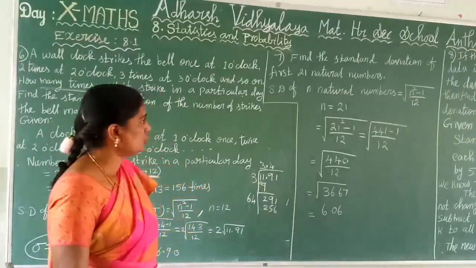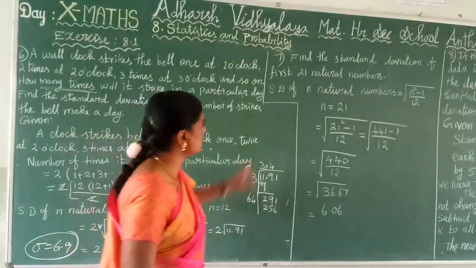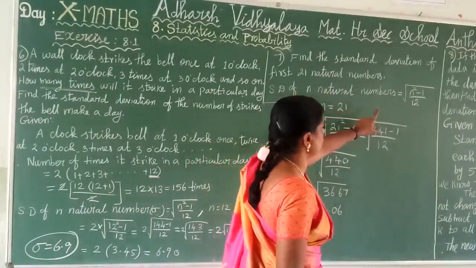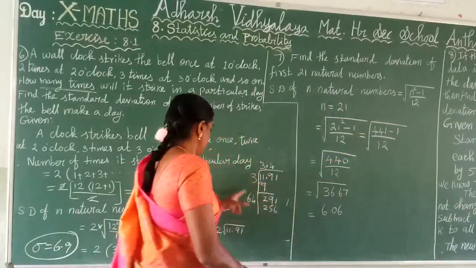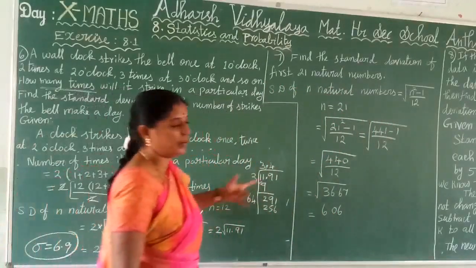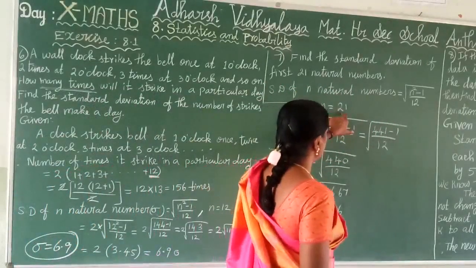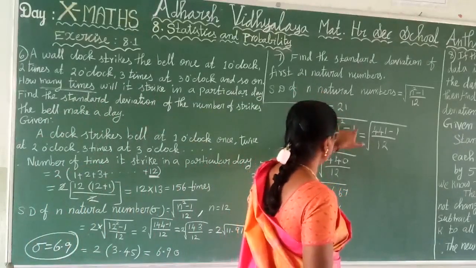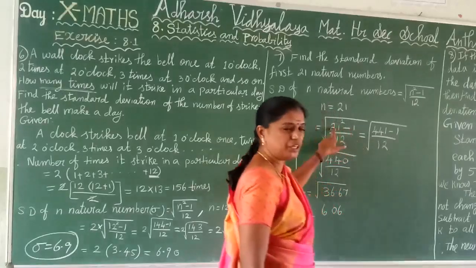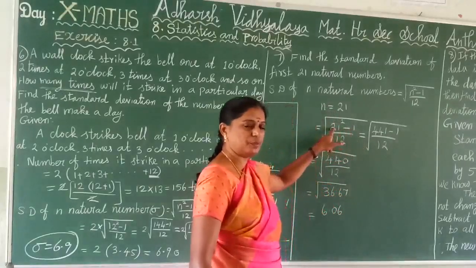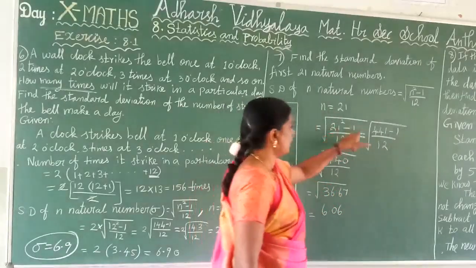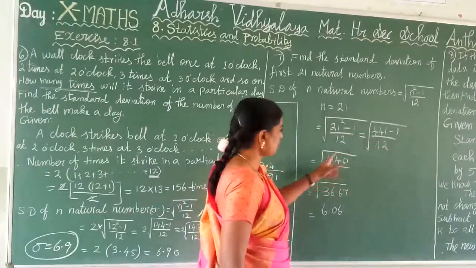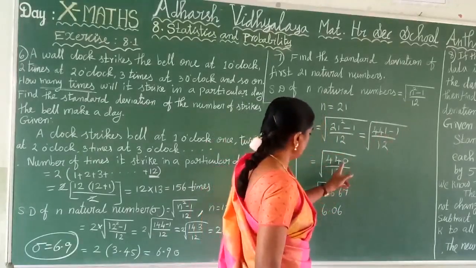Clear? Next, 7th one. Find the standard deviation of first 21 natural numbers. Standard deviation of n natural numbers is equal to root of (n square minus 1) divided by 12. So n is equal to, here what is that? 21 natural numbers. So 21. So it is equal to root of (21 square minus 1) divided by 12. 21 into 21. Answer 441 minus 1, divided by 12. You work out in rough column 21 into 21. 441 minus 1, 440, divided by 12.